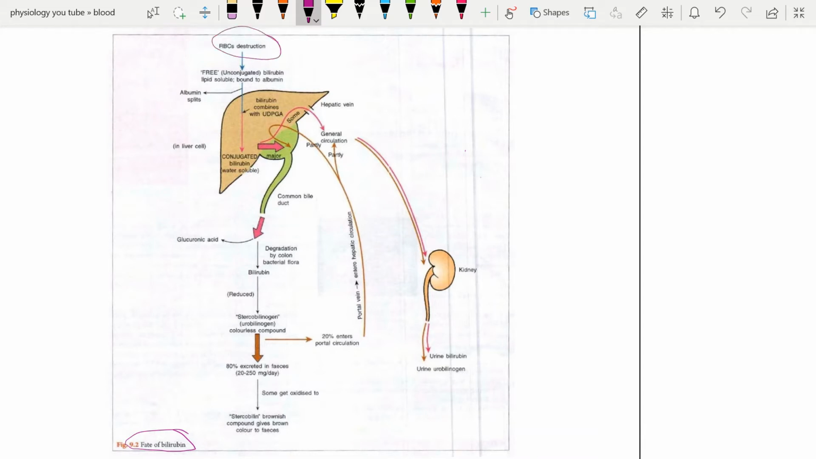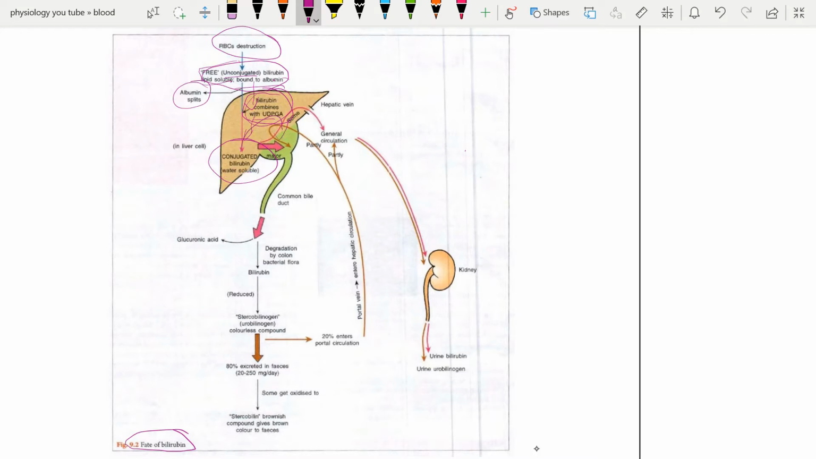When they get destroyed within the blood vessels, there is release of free or unconjugated bilirubin, which is lipid soluble and bound to albumin. When it reaches the liver, the albumin splits and bilirubin combines with UDPGA, which is nothing but glucuronic acid. When it combines with glucuronic acid, it gets conjugated. So conjugated bilirubin is water soluble.